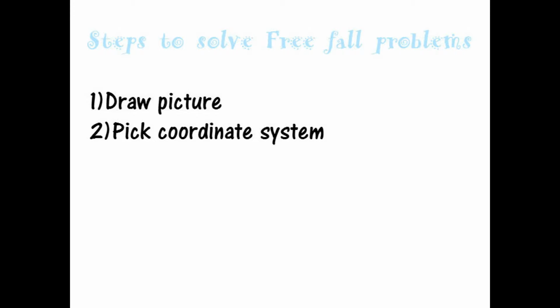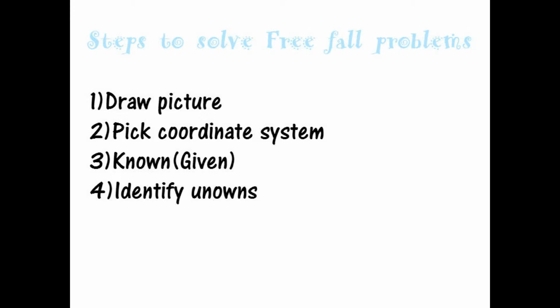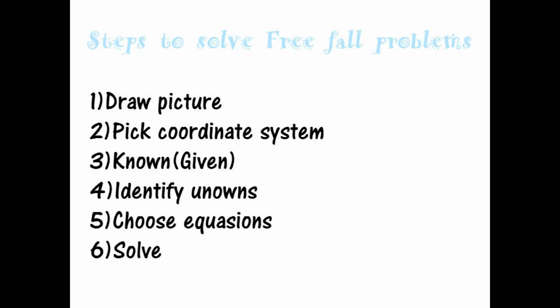Steps to solve a free fall problem. The first thing that we have to do is draw a picture. The second one, we pick the coordinate system. Velocity is negative first. Third, the knowns: what we know from the problem and what they gave. The fourth one is identify unknowns. Find out what we need to find out. And also we need to find out what was given so we can choose an equation. And the last one is simply solve it.